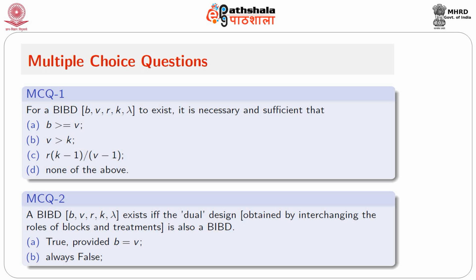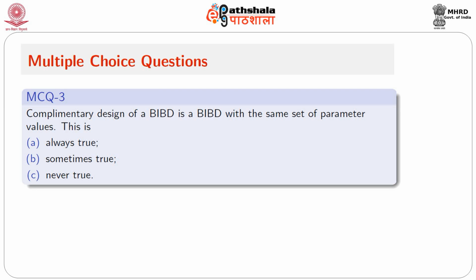Now, when you interchange the roles of blocks and treatments, the incidence matrix capital N changes to N transpose. Naturally, in capital N you have treatment cross block incidence. The moment you interchange their roles, it becomes block cross treatment. So N changes to N transpose. Then you have to figure out if, with this change, the new design that you get is still a BIBD, and for that to happen, will it be true provided b equal to v, or is it always false, it can never be true, etc.